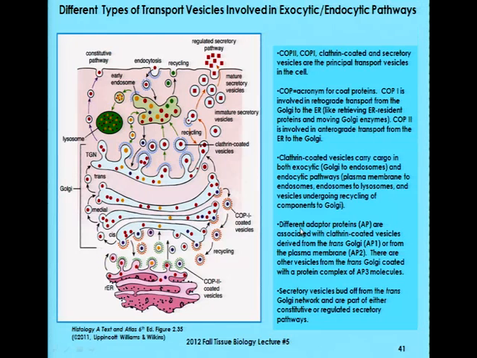For clathrin-coated vesicles, there are particular adapter proteins that are associated with them. For those that are coming off from the trans-Golgi network, we have adapter proteins called AP1. For clathrin-coated vesicles that are coming off from the plasma membrane, the adapter proteins are AP2.